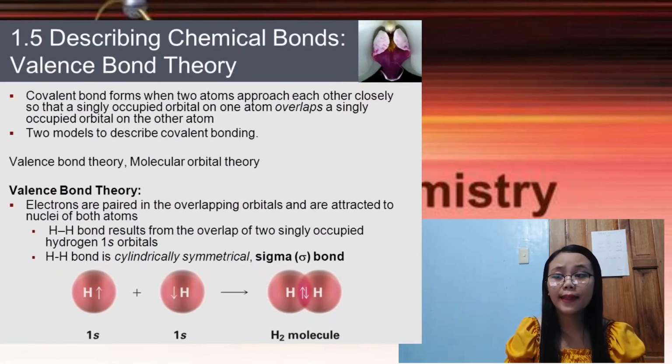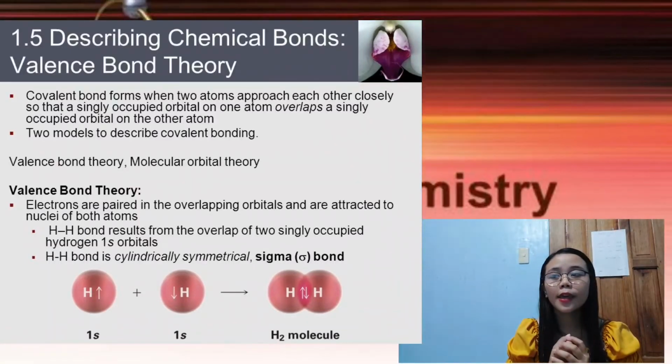A covalent bond forms when two atoms approach each other closely so that a singly occupied orbital on one atom overlaps a singly occupied orbital on the other atom. There are two models to describe covalent bonding, which are valence bond theory and molecular orbital theory.